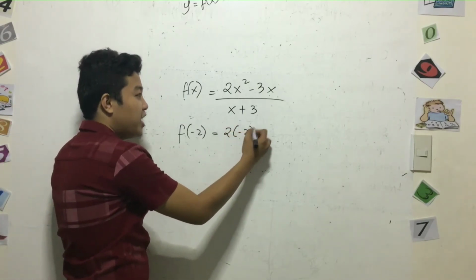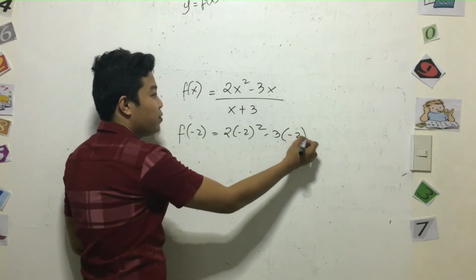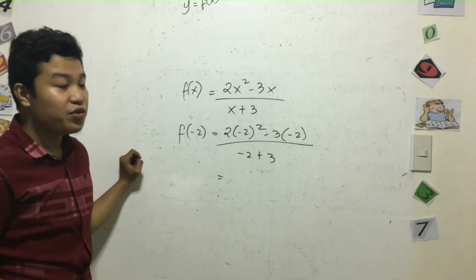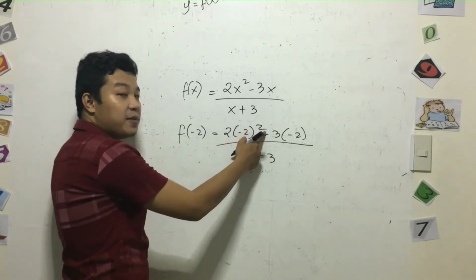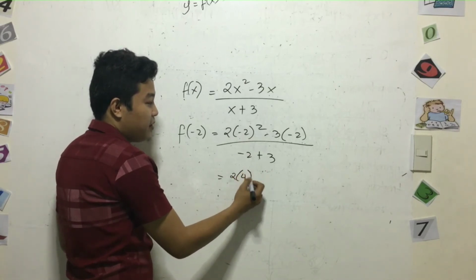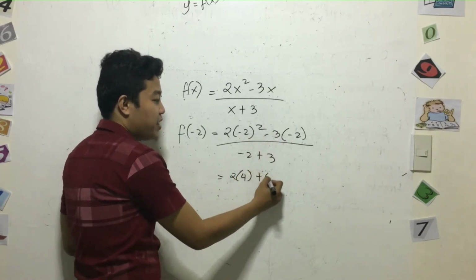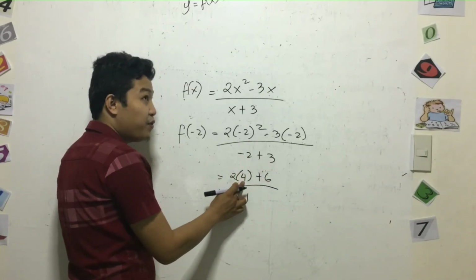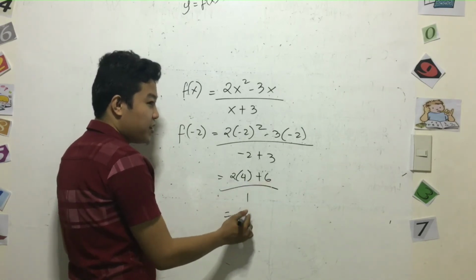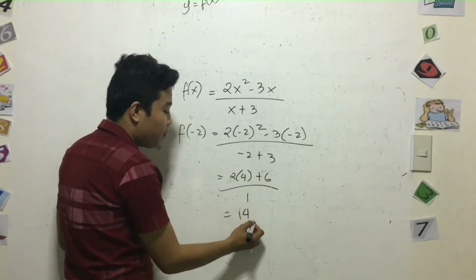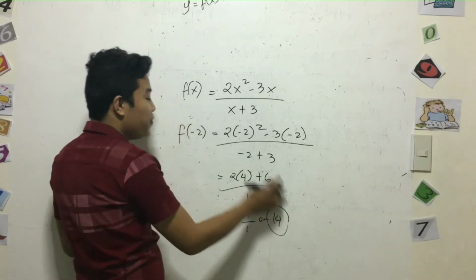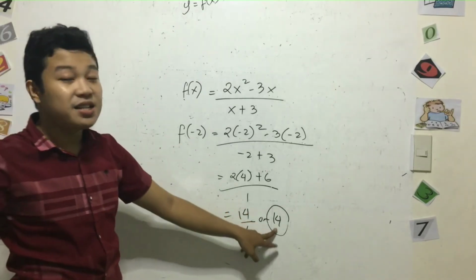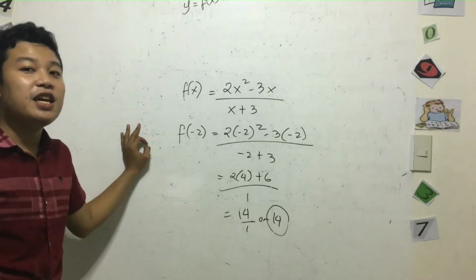So that's 2 times negative 2 squared minus 3 times negative 2 over negative 2 plus 3. Okay? So following the PEMDAS rule, exponent muna. Negative times negative, that's positive. Then 4. Negative times negative, that's positive 6. Negative 2 plus 3, that's 1. And then 2 times 4, that's 8. Plus 6, what's that? 14. So 14 over 1 or 14. So the value of this expression when x is equal to negative 2 is positive 14. So that's how you do the evaluation of function.